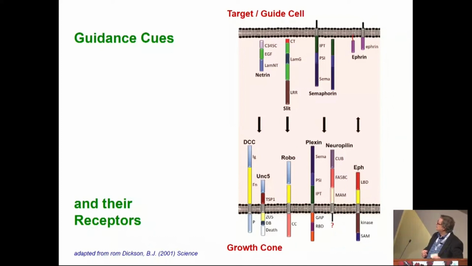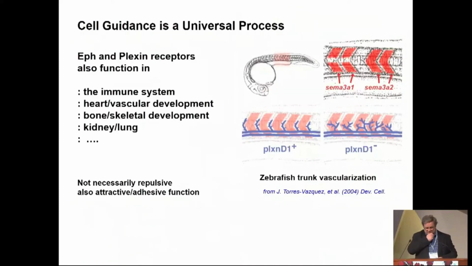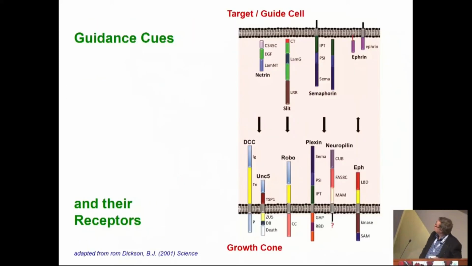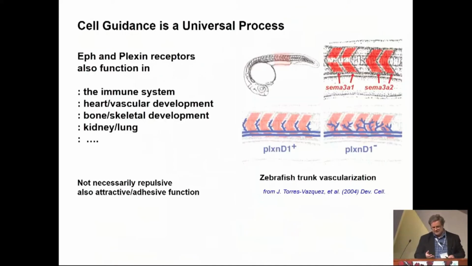And in the growth cone, then there's several families of receptor proteins. We study the plexin family here. Neuropilin is the co-receptor in the plexin receptor family. The beautiful thing about these receptors is that they're used all over the place for many different processes in development, the immune system, cardiovascular, bone, skeletal, the list goes on.